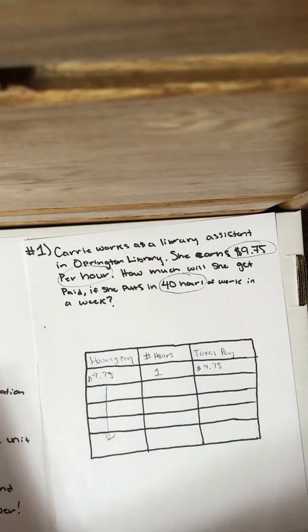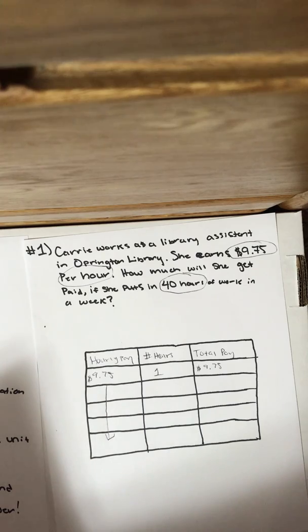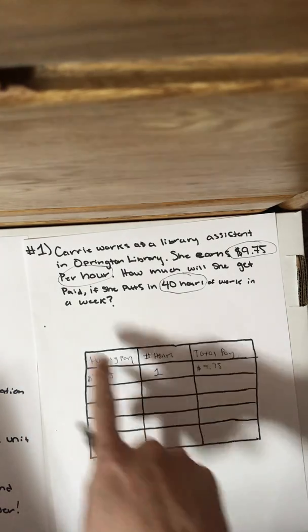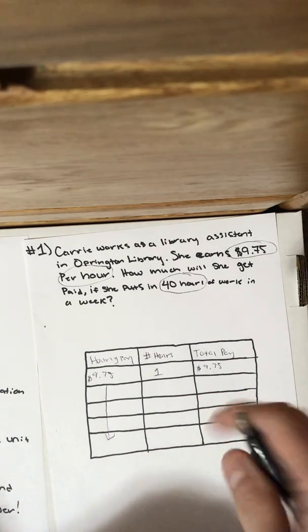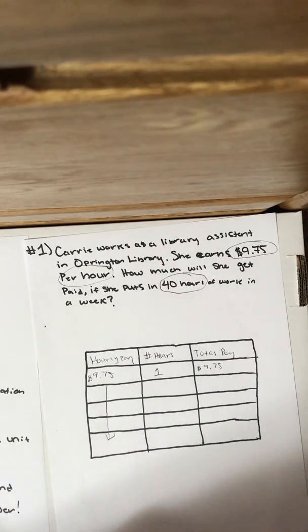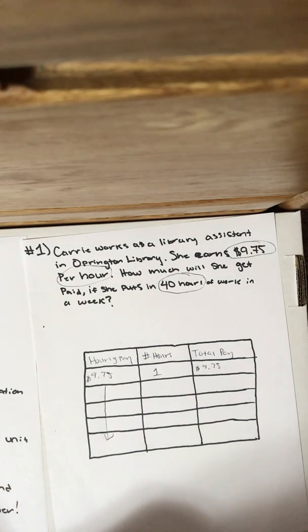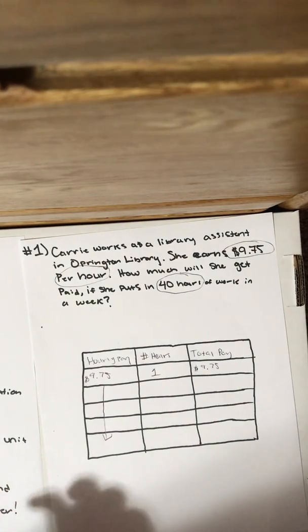So now we need to figure out how much she makes in 40 hours. This is the operation and the unit we'll be using to solve and get our answer. If you remember from our previous lessons, we were working on moving the decimal place over depending on what number it is.